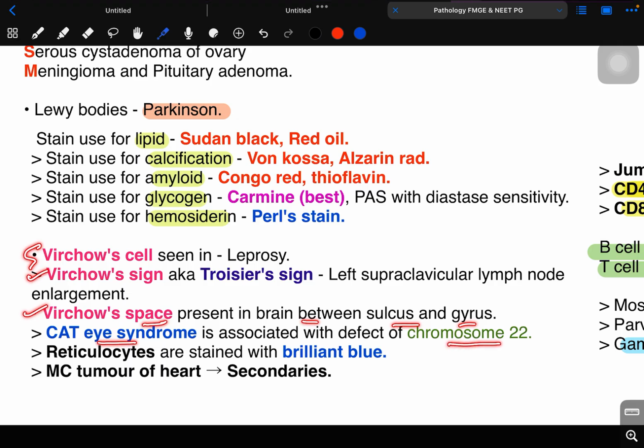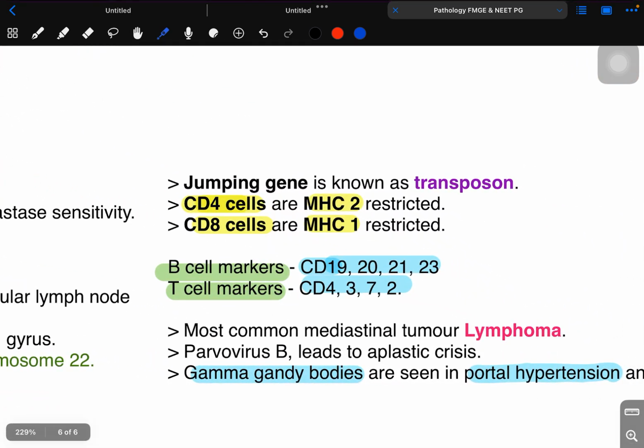Cat eye syndrome is a chromosome number 22 defect. Reticulocytes are stained with brilliant cresyl blue. Most common tumor of the heart are the secondaries. Jumping gene is known as transposon. CD4 cells are MHC2 restricted. CD8 cells are MHC1 restricted. So 4 into 2 is 8, 8 into 1 is 8.